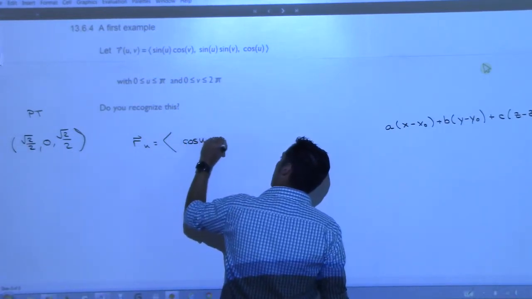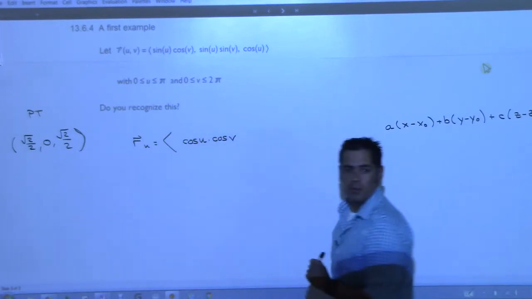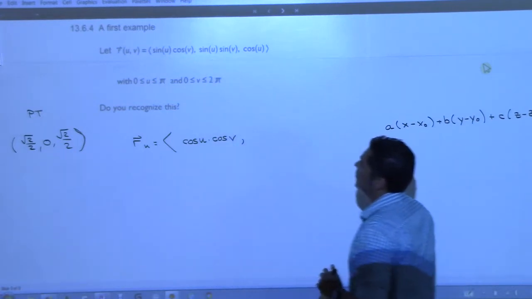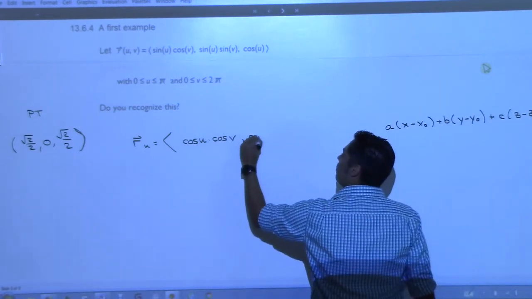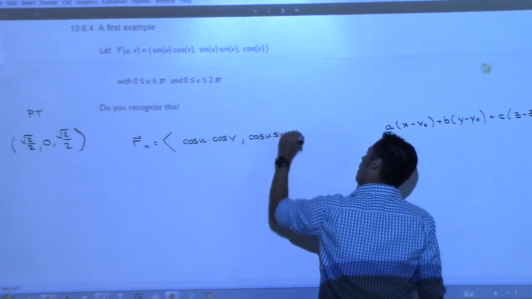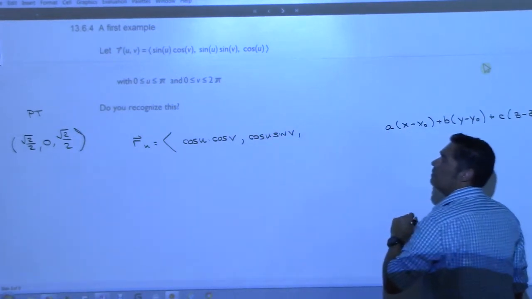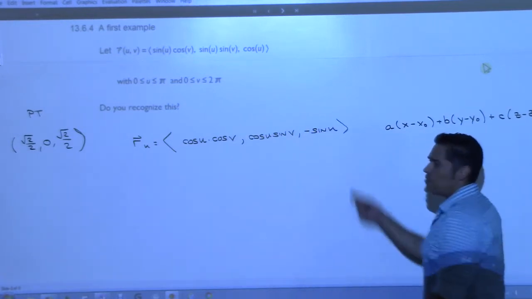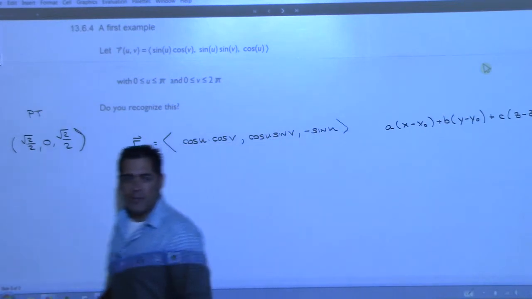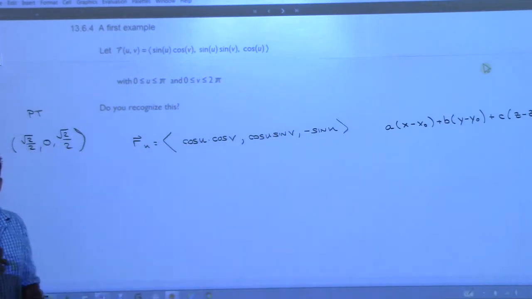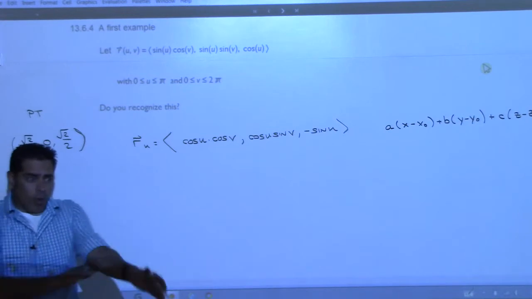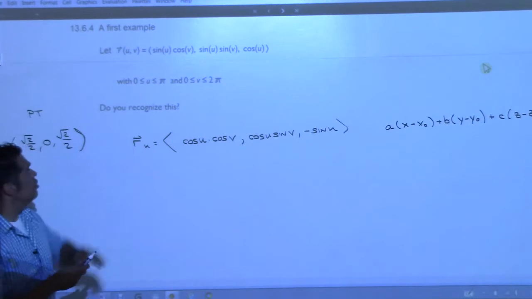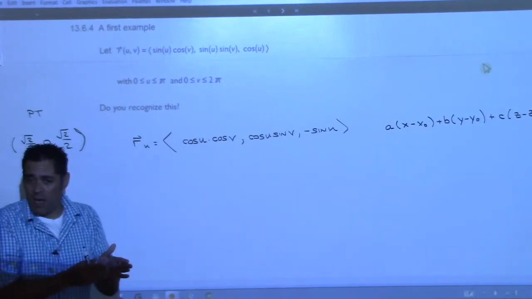U cosine V, right? Agreed? Okay, what's the derivative of this one with respect to U? Cosine U sine V. And then finally, negative sine U. So this right here is a formula that will give you the vector that is tangent to this surface, but only in one direction. It's only on the grid curve where U is changing and V is being held constant.